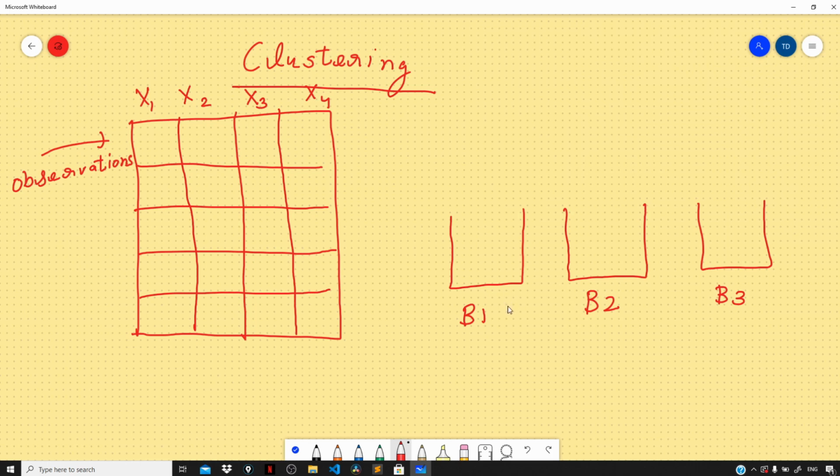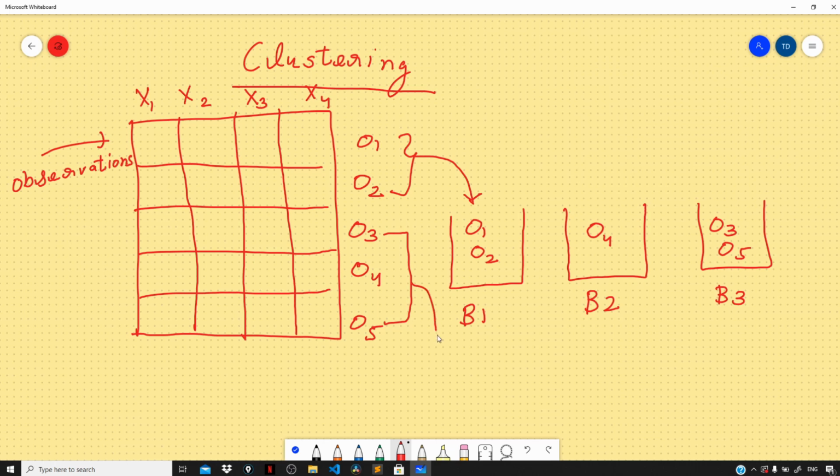Now let us understand this in a bit more detail. Let us say we have these 3 buckets and we want to divide our observations on the basis of some criteria. Let us say this is observation 1, observation 2, 3, 4 and 5. Let us say observation 1 and 2 go in bucket 1, observation 4 goes in bucket 2 and observation 3 and 5 go in bucket 3. So in essence, similar observations go in the same bucket. So O1 and O2 are going in this bucket, O3 and O5 are going in the last one, and O4 is going in the second one, right? Now these buckets in the language of machine learning are called clusters.